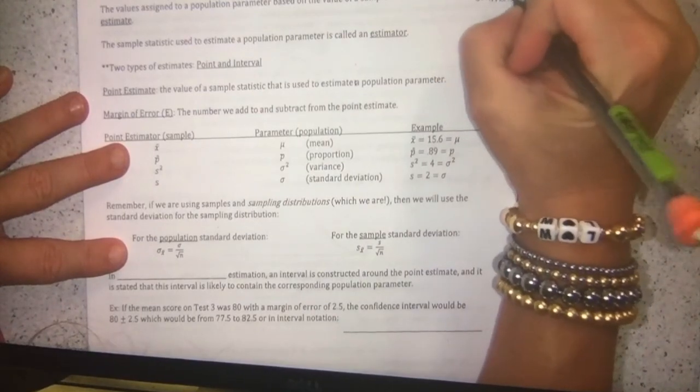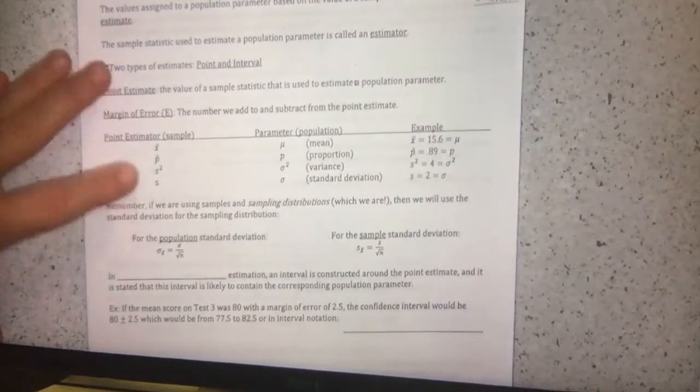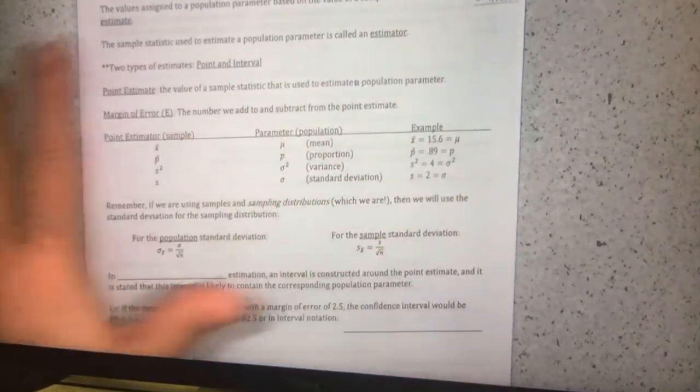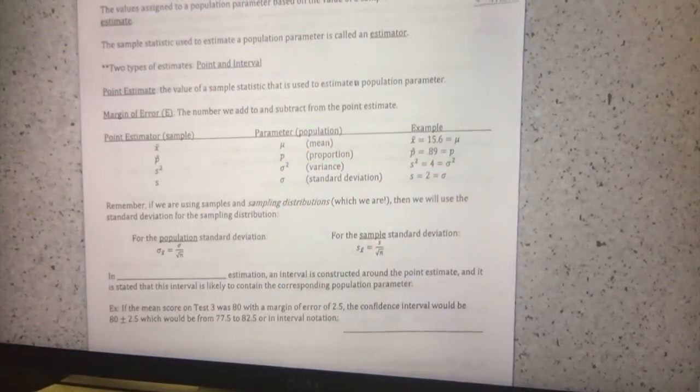The reason why I wanted to put this little note there is because this is really mathy language, and I wanted to put it in more of an English, what kind of made more sense. So that's what this is saying. The values assigned to a population parameter based off of the value of the sample statistic are the estimate. We take our sample number that we get and we can estimate it, say that's what the population is going to be, which kind of makes sense.